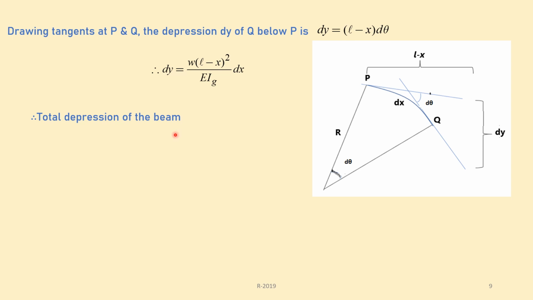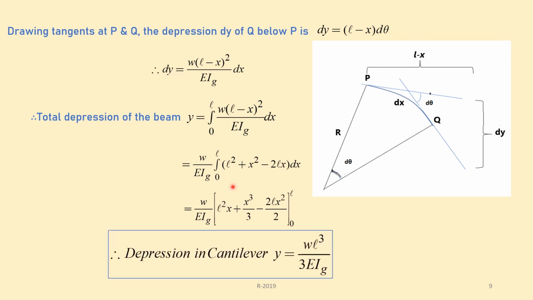Therefore, for the total depression of the beam, remember this is only the depression of the section PQ. Now I am extending this formula to the total length of the beam. In order to get the total depression of the beam, we obviously go for integration. Y is equal to the integral from 0 to L of W into L minus X whole square by EIG into dx. Completing the integration, we are left with an equation for the depression in the cantilever: Y is equal to WL cube by 3EIG. So this is the expression for the depression in the cantilever, represented as small y.